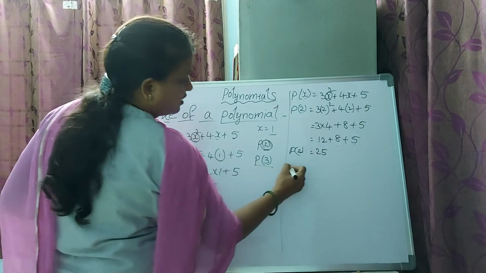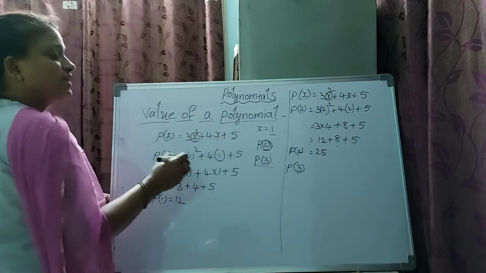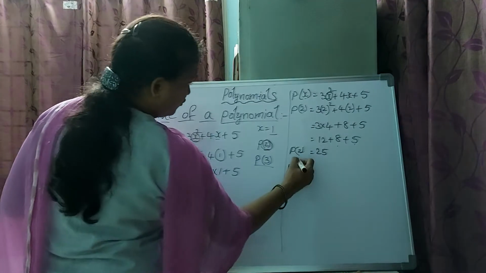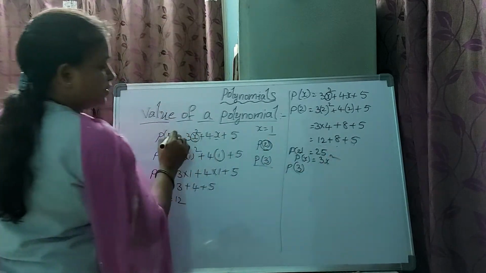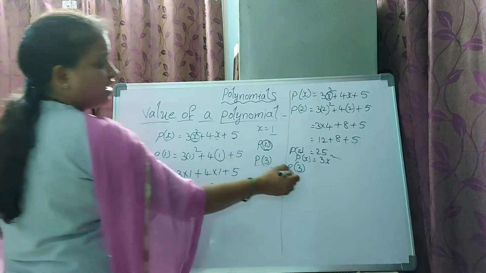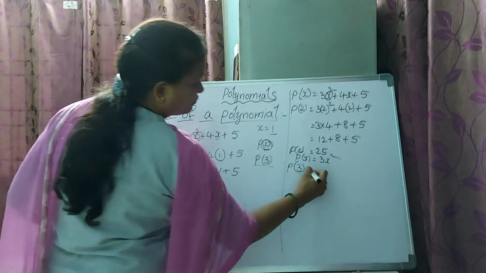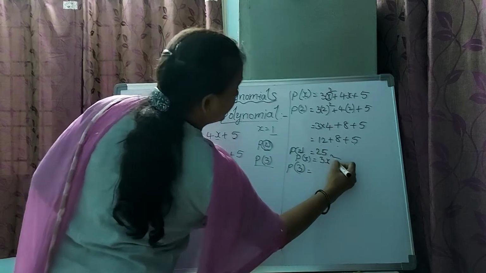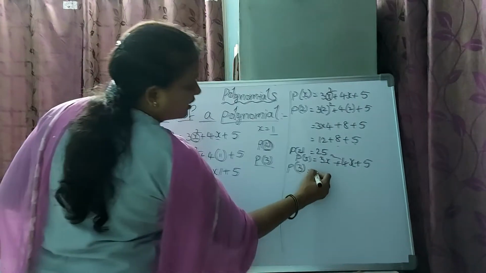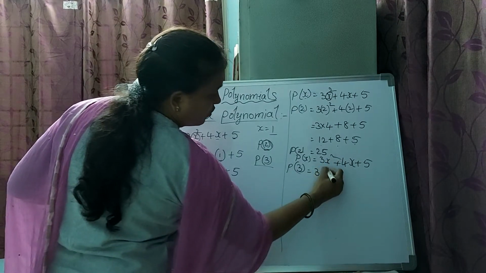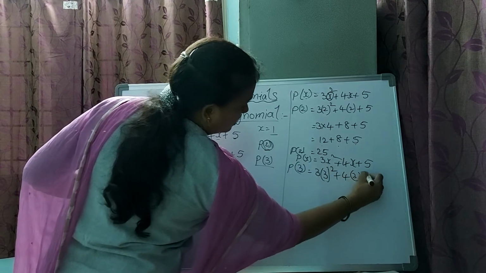Next, P of 3. That means in place of x you have to write 3. First of all, P of x is equal to 3x square plus 4x plus 5. The same polynomial, and you replace this x by 3. See here, 3x square means 3 into 3 square, plus 4 into 3, plus 5.